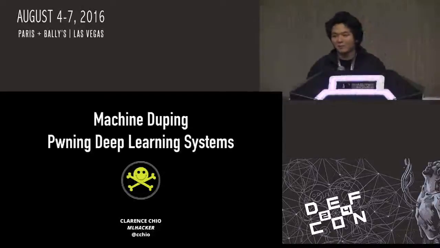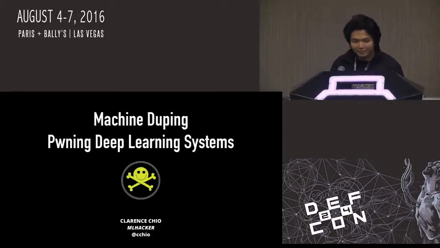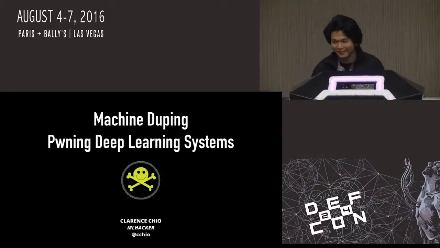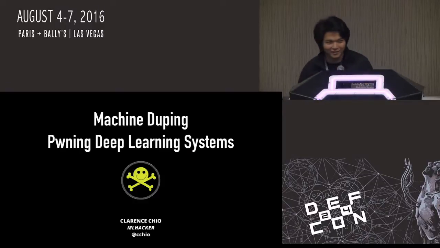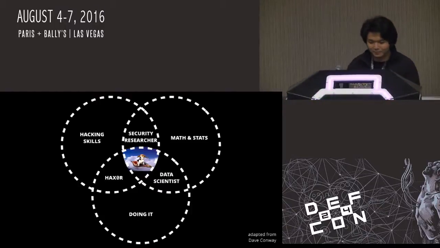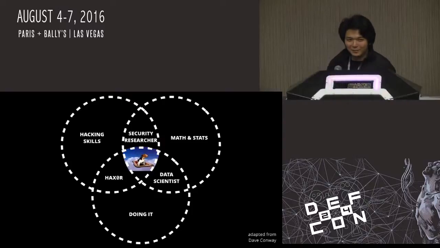So today we're going to be talking about machine learning. No one has not heard of machine learning, right? So specifically, what we're going to be talking about is how to bypass deep learning systems. Machine duping is what I'm choosing to call it. It's a really corny name, so if anyone has better ideas, come to me after the talk and we can talk about it. So everyone has heard of machine learning.